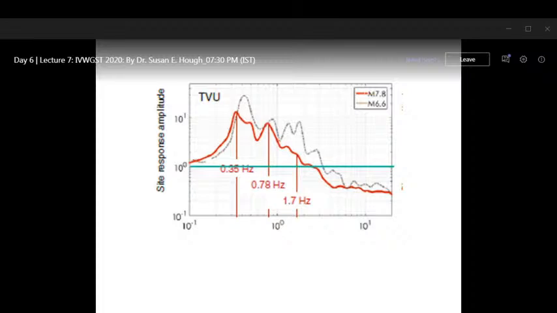So this is important because if you're measuring site response using magnitude 3 and 4 earthquakes, it's not going to tell you the same story for what's going to happen for the earthquakes that you care about.